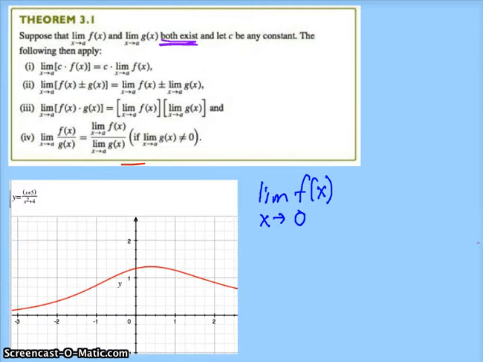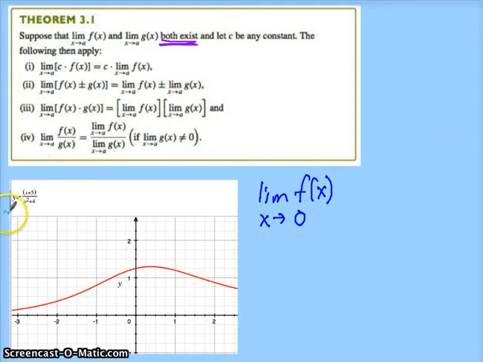These rules, again, you have to commit these to memory. The most important part of this, you can never use these rules unless both limits exist. Okay? And I cannot stress this enough. If we are finding the limit of the sum of two functions, the limit of each function must exist. All right, and let's take a look at that here.